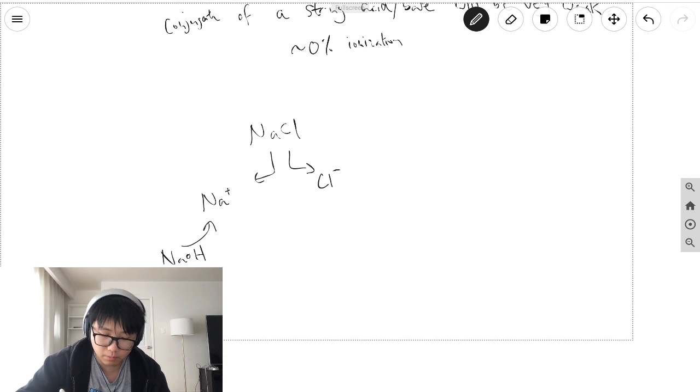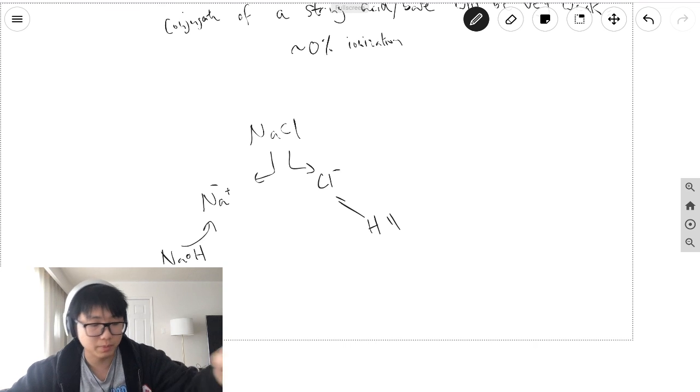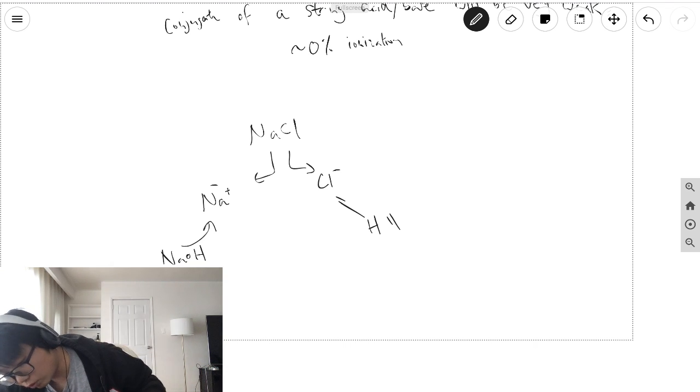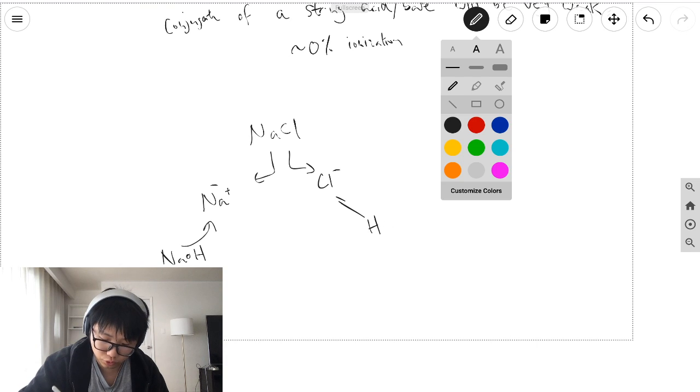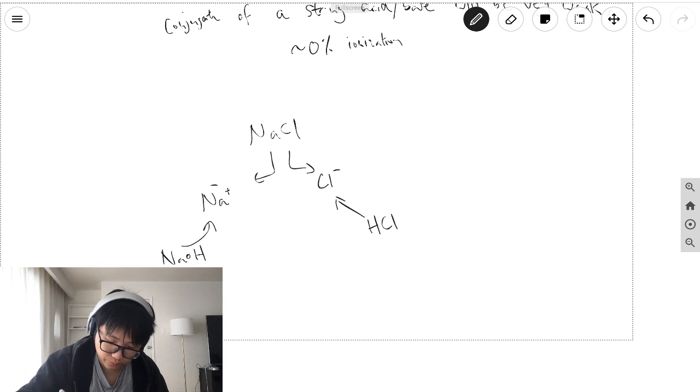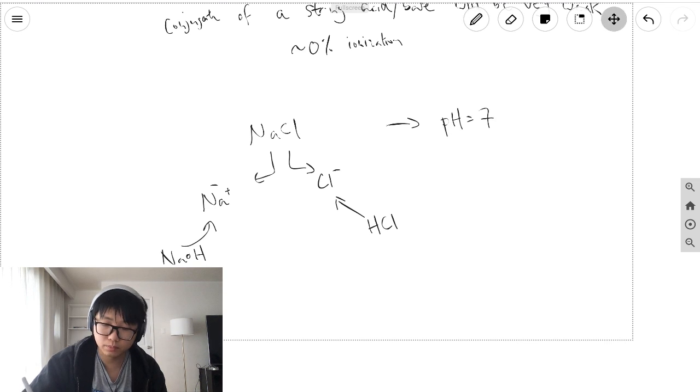Cl minus, where does Cl minus come from? Cl minus came from HCl, which is also a strong substance, in this case a strong acid. So Cl minus is going to be the conjugate base of a strong acid, so that's going to be a very weak base. So again, this is not going to do anything for me. We got the H from HCl, so that's why they're both not going to do anything. So therefore NaCl is going to have a pH of 7 because it's going to be neutral.